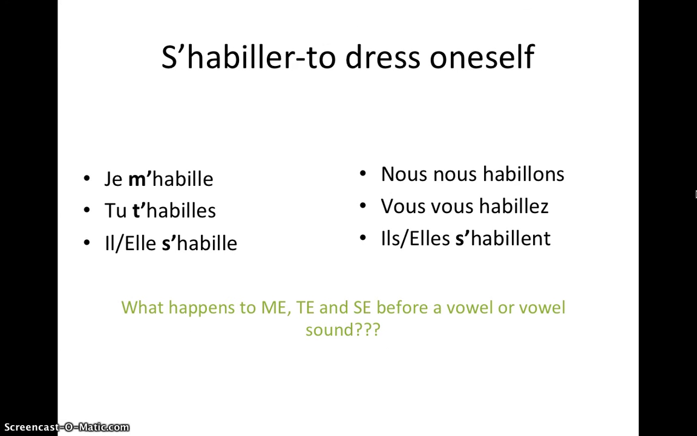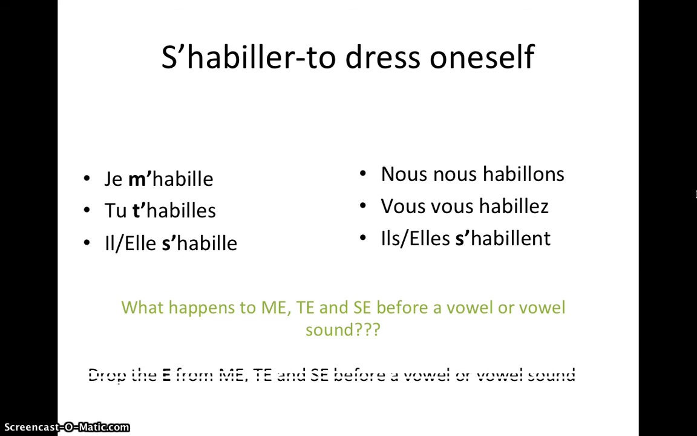Check out this verb, s'habiller. It means to dress oneself. We have je m'habille, tu t'habilles, il s'habille, nous nous habillons, vous vous habillez, elle s'habille. Do you notice what happens to the me, te, and se before a vowel, or in this case a vowel sound? You're right. You take off the E and add an apostrophe before a vowel or a vowel sound.